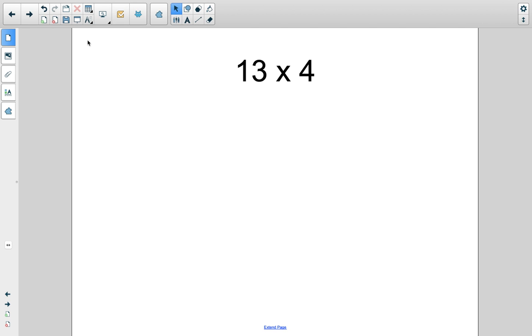I'm going to show you a way using the distributive property that basically makes this job easier. What we're going to do is take this big number 13 and distribute the 13. We're going to break it down into the numbers 10 and 3. So 13 is equal to 10 plus 3.